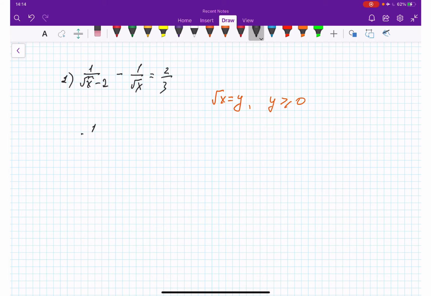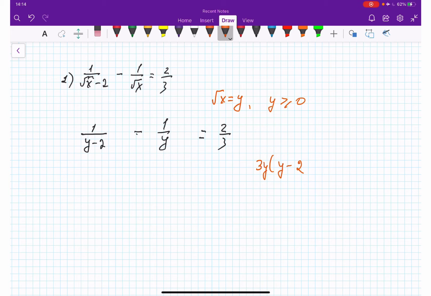All right, so from here we have 1 over y minus 2 and minus 1 over y, and we are equal 2/3. I left the space on purpose because I need to bring it to a common denominator. What is going to be our common denominator? Since all three denominators are different, I'm going to multiply them by each other, so every single denominator participates, which is going to be 3 times y and times y minus 2, right?